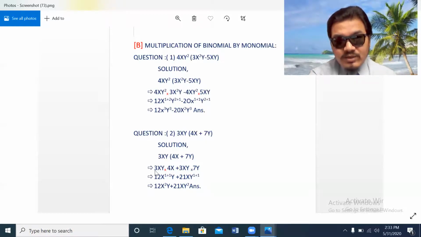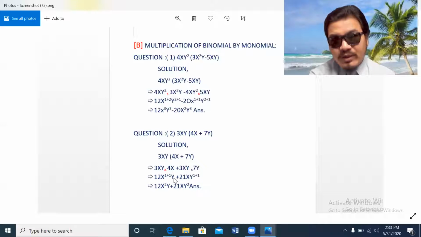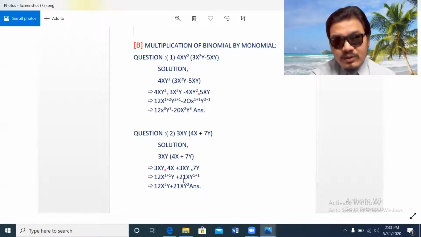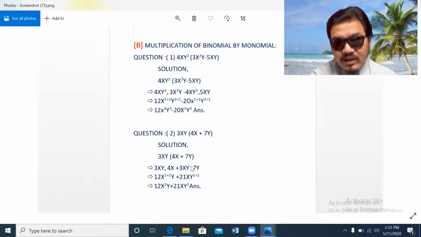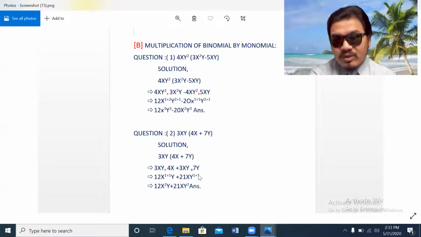Now let's multiply: 3 fours are 12, then x into x, write x only, and add their power, 1 plus 1, because here the power of x is 1, here also 1, 1 plus 1 is 2, and write y alone, since there is a single y, write only y. And this sign is plus. 3 sevens are 21, and write x here, and y into y, write only y, and this power is 1, its power also 1, that's why we have to add the power, 1 plus 1, 2.